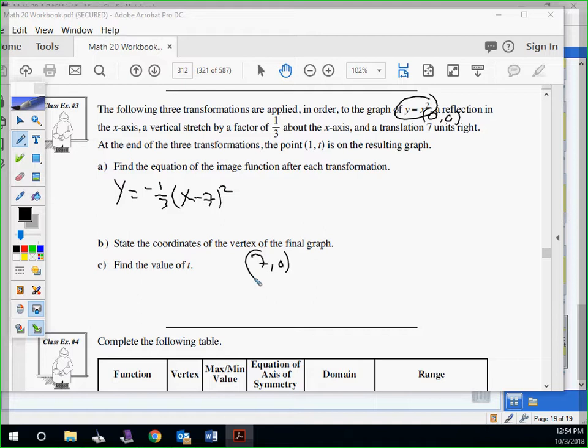All right, find the value of t. So what I want to know is, plug 1 into your function here. What's the value of t? So we got 1 minus 7, negative 6. Negative 6 squared is 36. 1/3 of 36, negative 1/3, is negative 12. So t is negative 12.